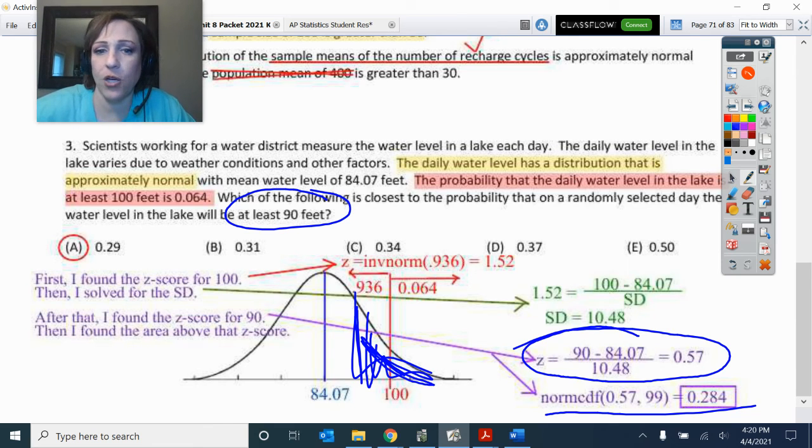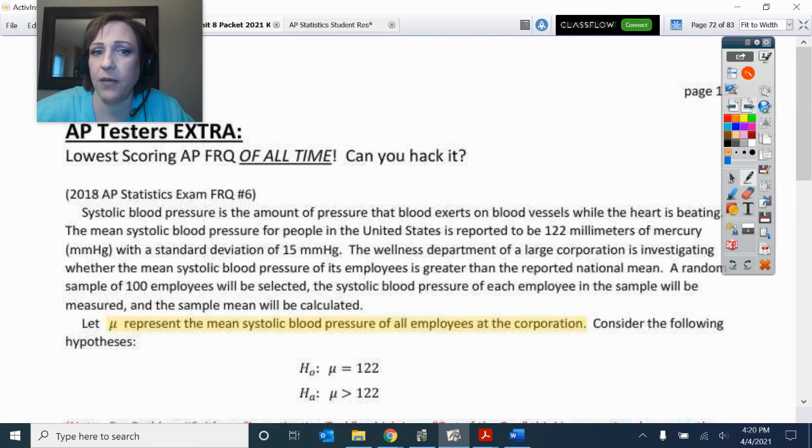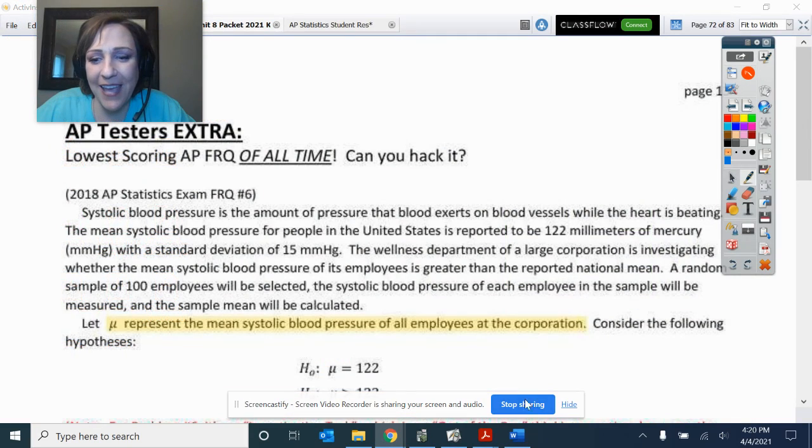Wow, that one was a hard one. Okay, moving on. This last one I'm going to do separately. It was a 2018, the lowest scoring AP free response question of all time. So I'm going to do that one separately and talk to you about that.